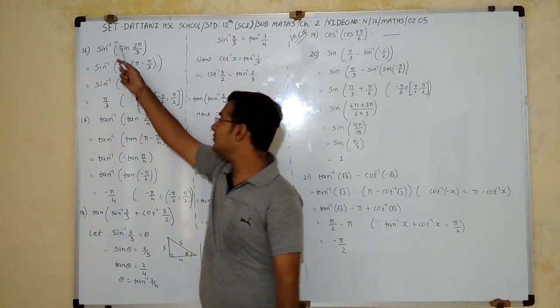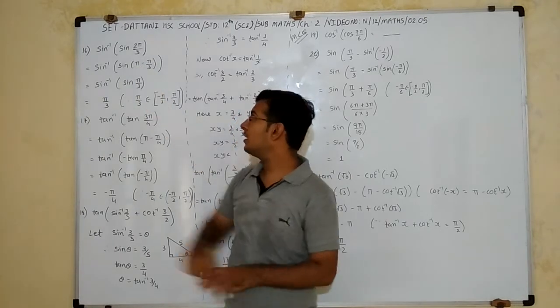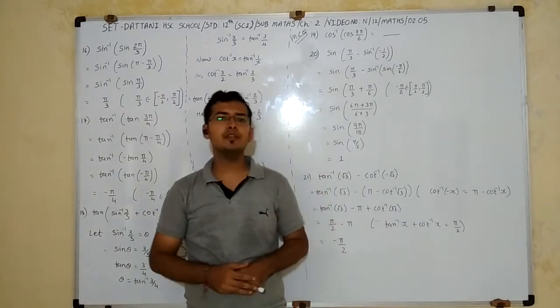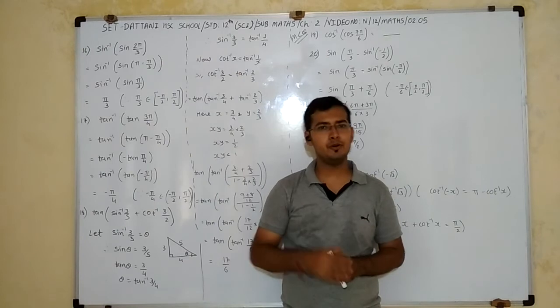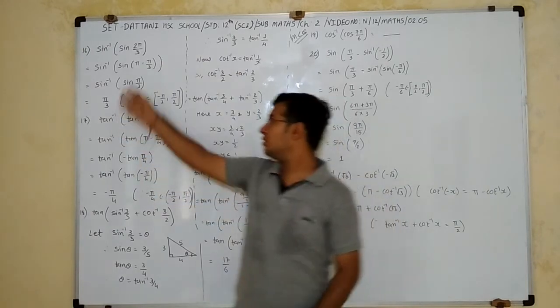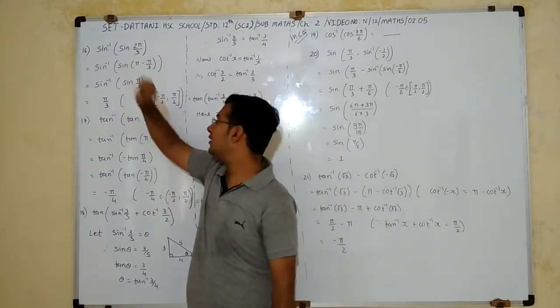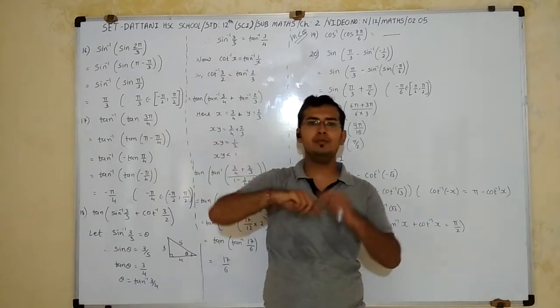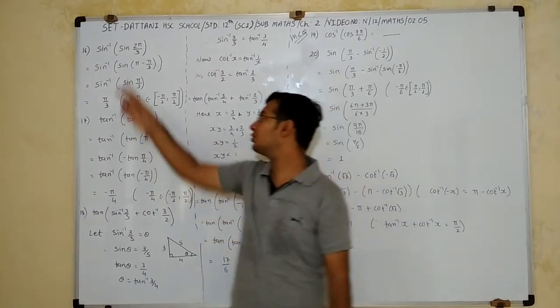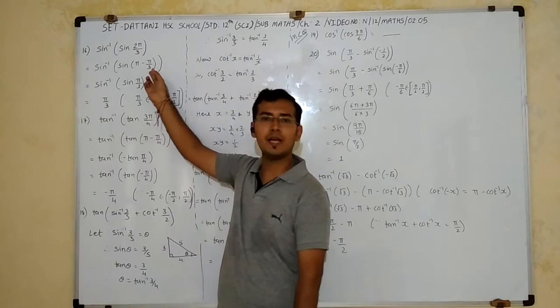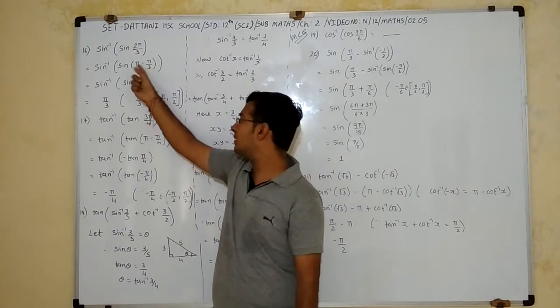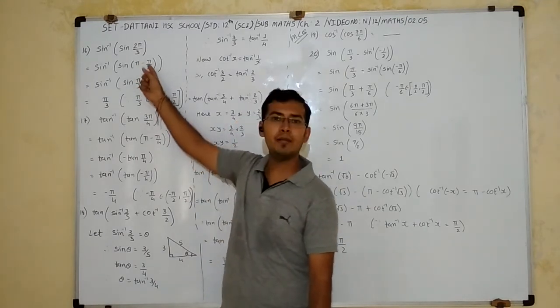Sin inverse sin 2 pi by 3. You all know that the range of sin inverse is minus pi by 2 to pi by 2. Here the given angle is not in range, so I have to convert it into range. 2 pi by 3 means pi minus pi by 3. If we cross multiply, 3 pi minus pi, it will be 2 pi by 3.